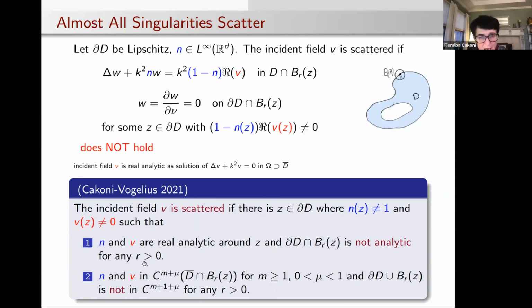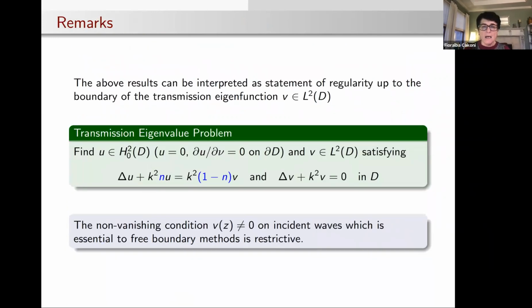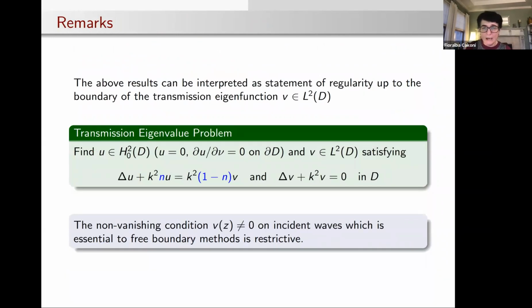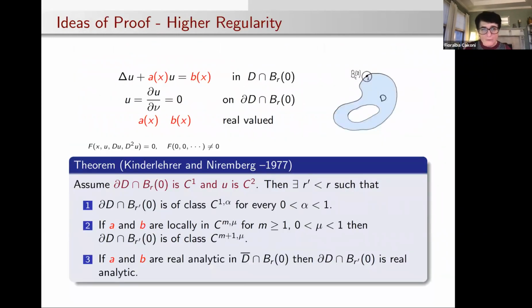Or N and V have this regularity, but the boundary here doesn't have this regularity, okay? This is what you expect now from the understanding of regularity of free boundaries, right? Okay, so as you see, this result can also be interpreted as a regularity result for the eigenfunction V. Because if you see here, basically it is in terms of the regularity of the incident field V.